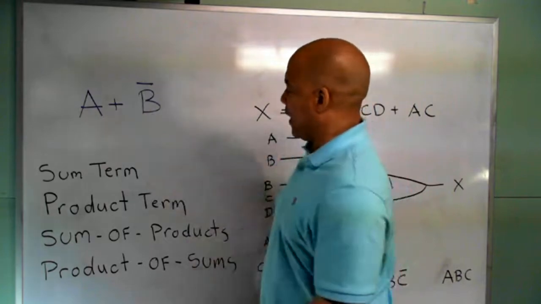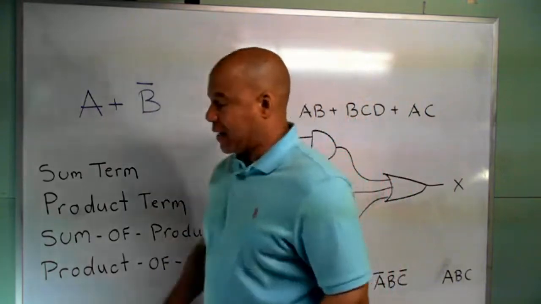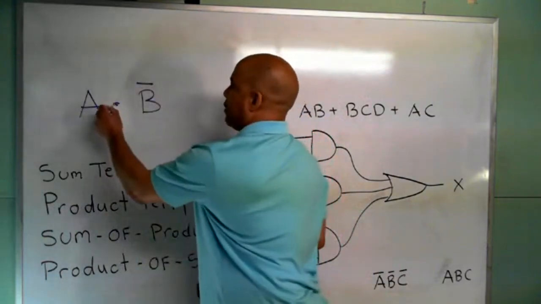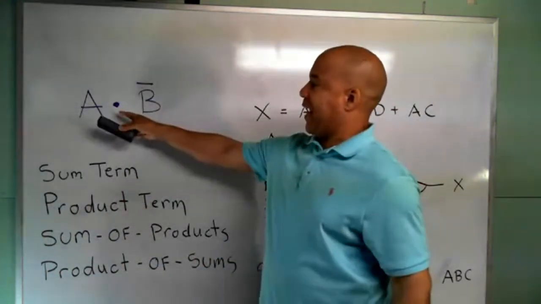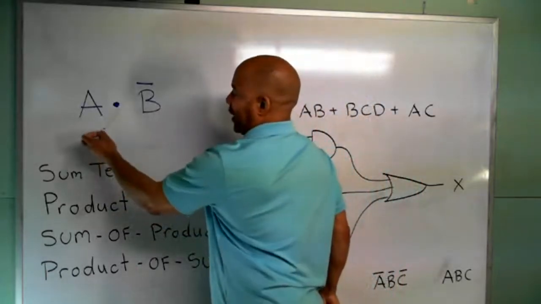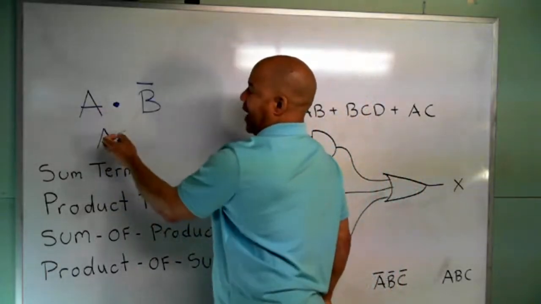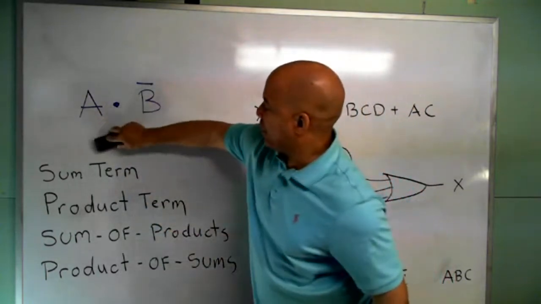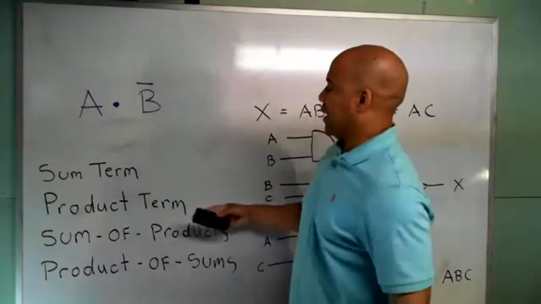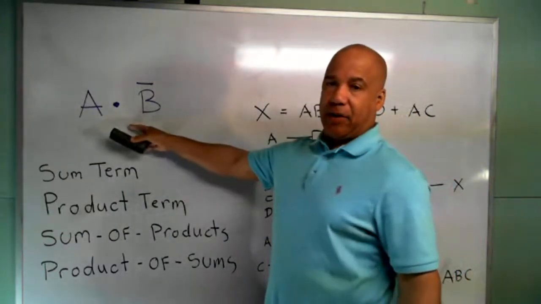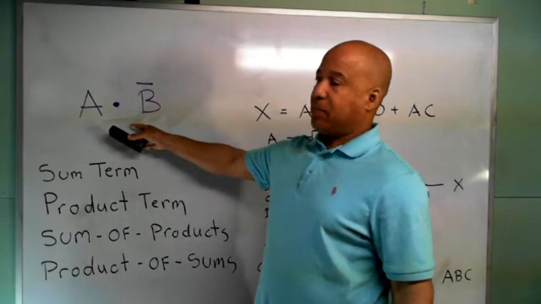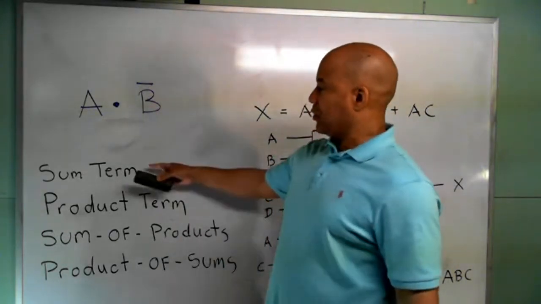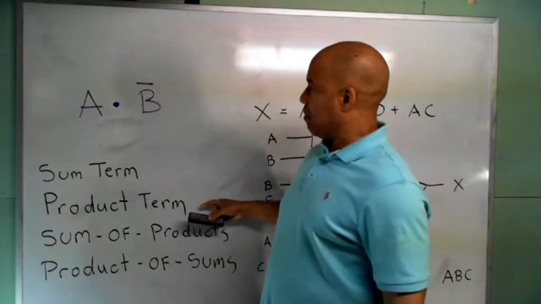So a sum term, basically this is oring. A product term, I take this and put a dot in between them like that. So you recognize that as an and. Now remember, I can write this just like this. I can omit the dot and just write A B, and it's understood to mean and. So an and term is the same as a product term. We think of oring as a binary addition and anding as a binary multiplication. So sum term and product term.